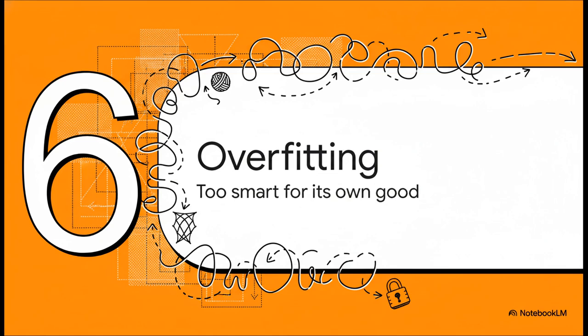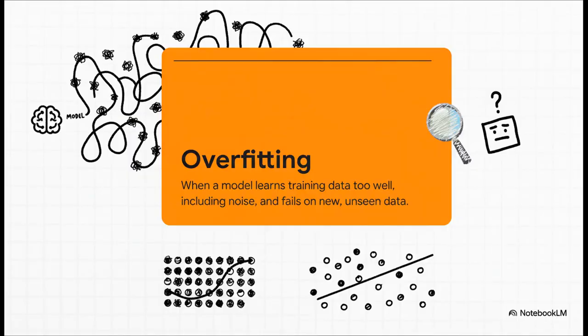Okay, before we wrap up this session, there is one absolutely crucial concept that you have to understand no matter what kind of machine learning you're doing. It's a dangerous trap called overfitting. So what is overfitting? It's what happens when your model gets, well, too smart for its own good on the data you trained it on.